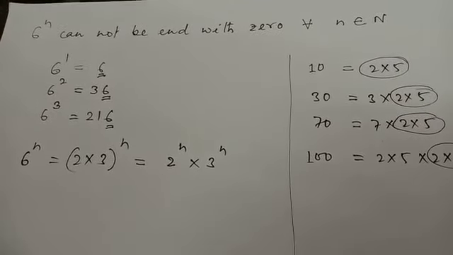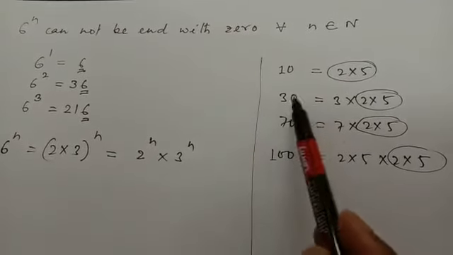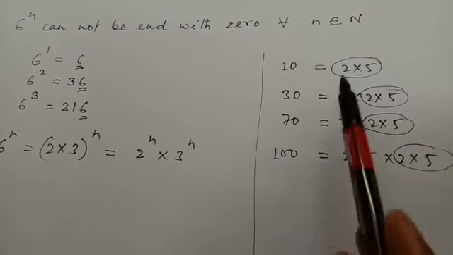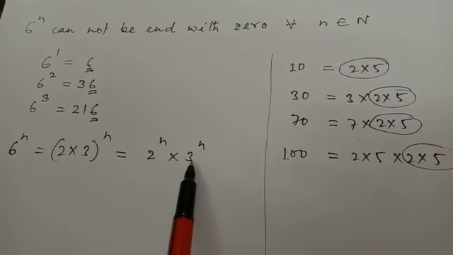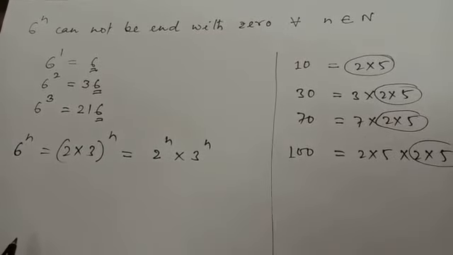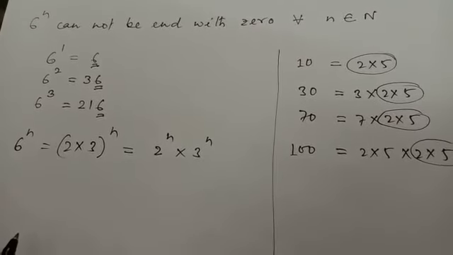I am summarizing this question once again. Any number which ends with 0 should have at least two prime factors, 2 and 5. But 6 to the power n has only the factors 2 and 3. Therefore it cannot end with 0. This is a very important question, and it is often asked in examinations. I hope it is now clear to you that any number which ends with 0 should have at least two prime factors, 2 and 5. But 6 to the power n has no factor 5. It has only the factors 2 and 3. Therefore, it cannot end with 0.